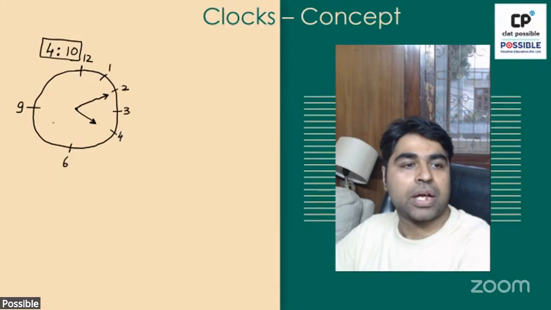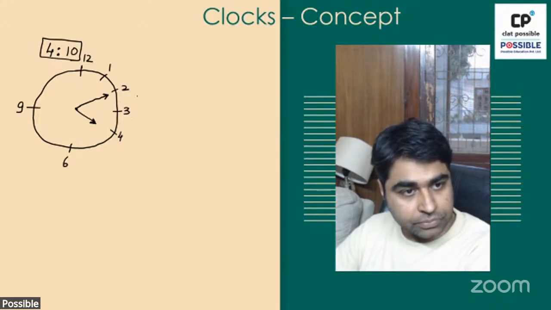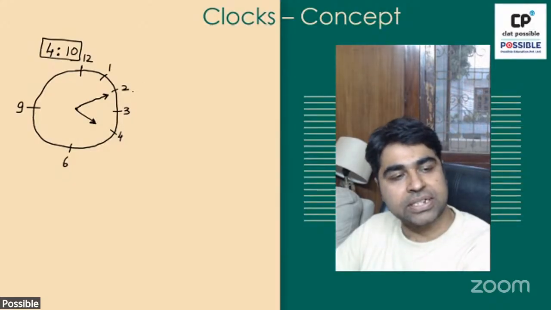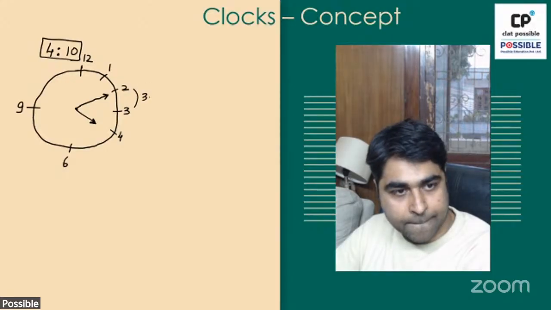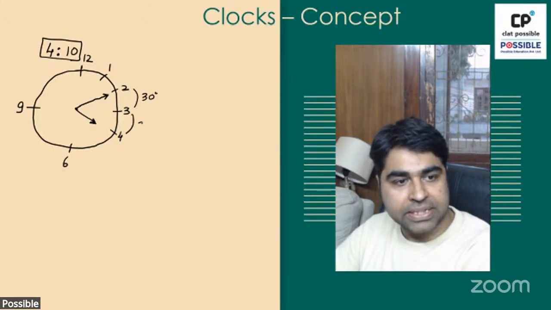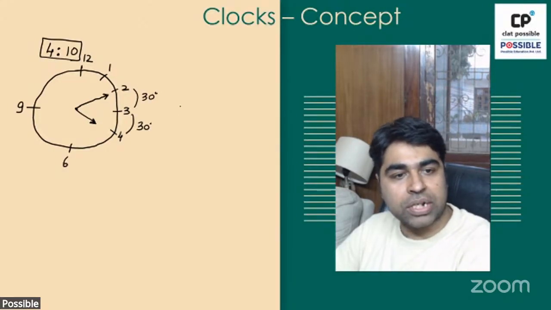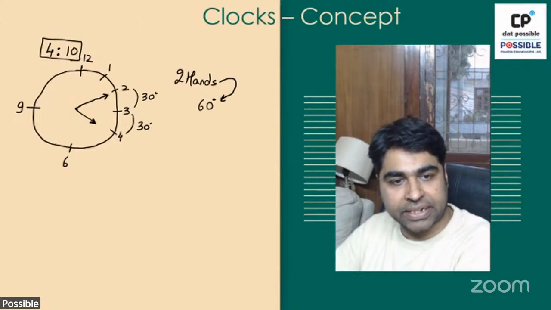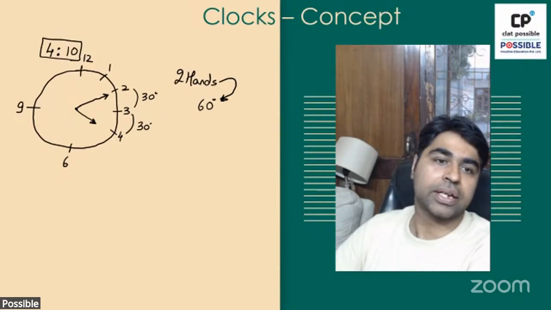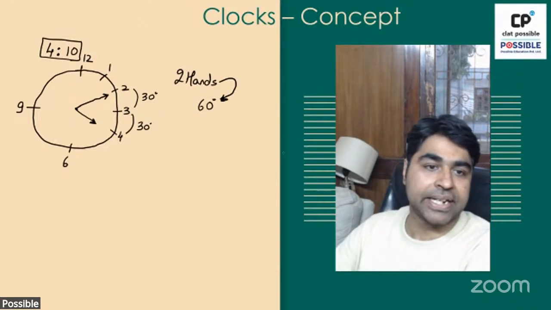Okay. Now, how many hands of difference is it? Because one hand means 30 degrees. Another hand means 30 degrees. So in total, there is a movement of 60 degrees, right? So there is a movement of two hands. One hand means 30 degrees, so two hands means 60 degrees.